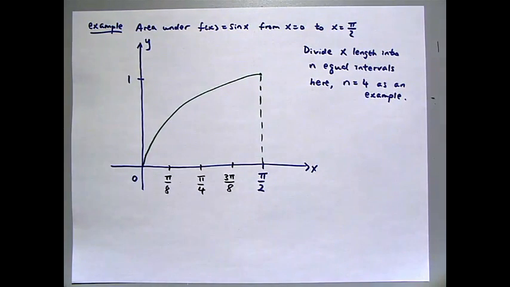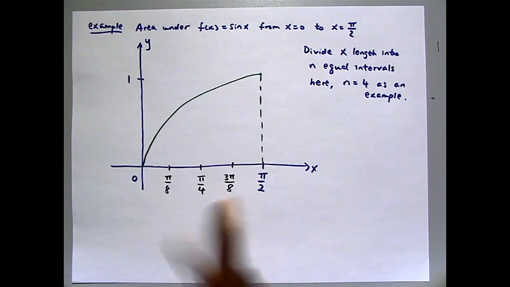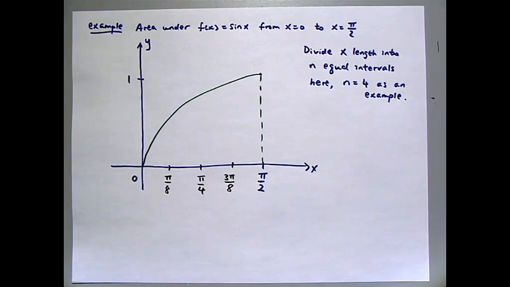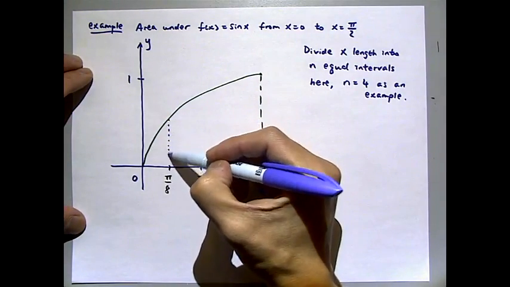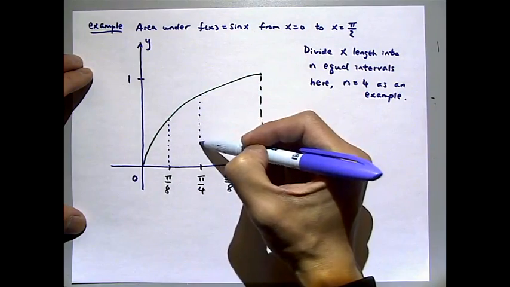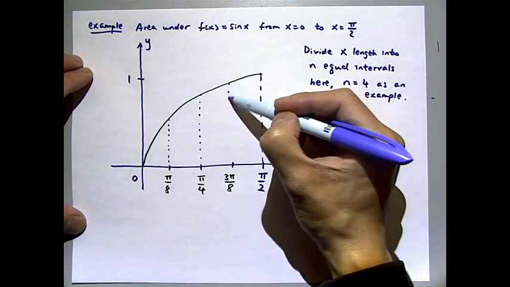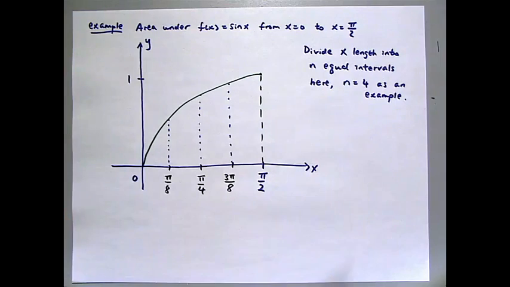Okay, so between 0 to pi over 2, I chopped into 4 intervals. So my x goes from 0 to pi over 8, 2 pi over 8, 3 pi over 8, and then 4 pi over 8. 4 equal subintervals. So after doing that, this is what we ended up doing. And now we're going to represent each of these strips using a rectangle to estimate the area.